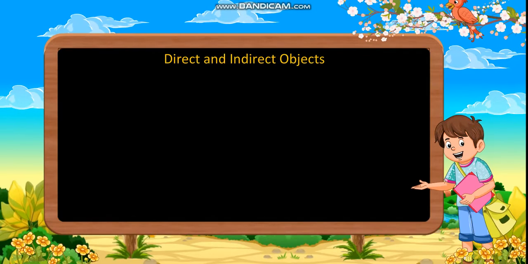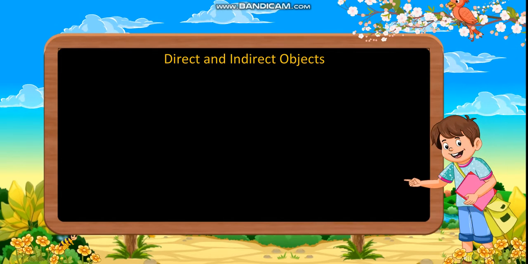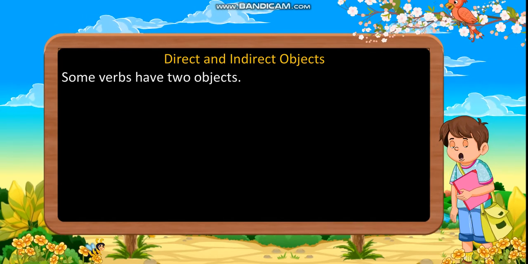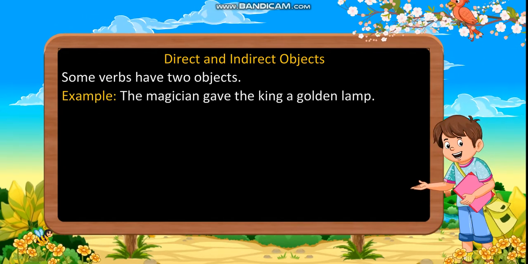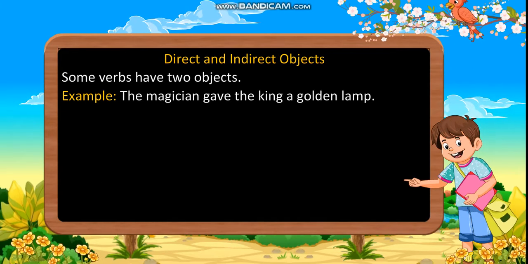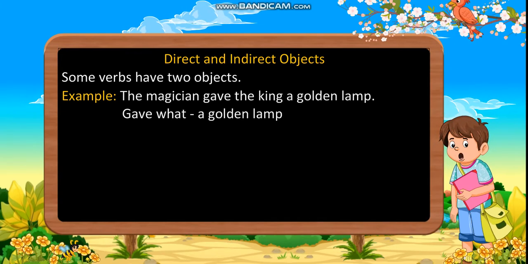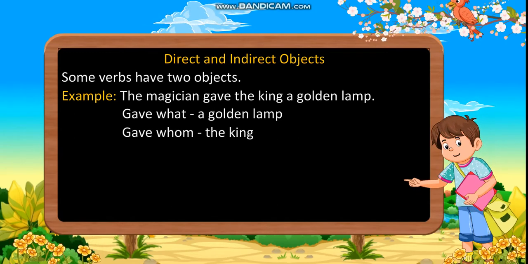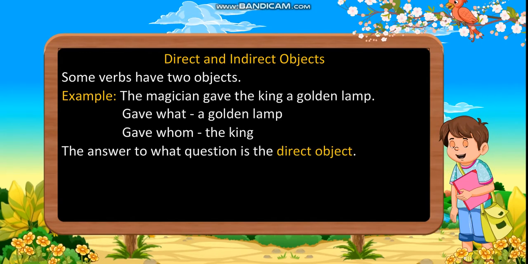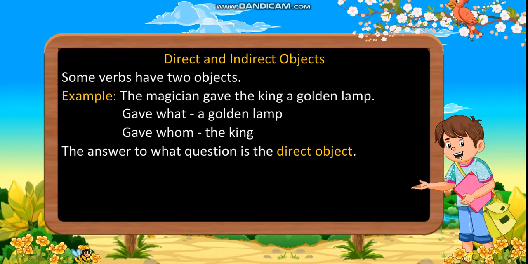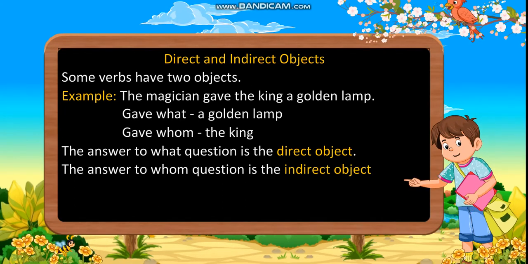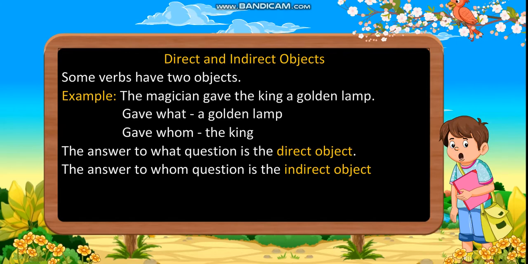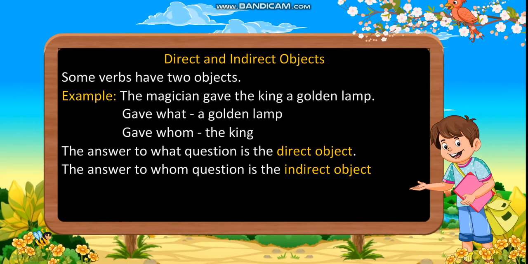Direct and indirect objects. Some verbs have two objects. Example: The magician gave the king a golden lamp. Gave what? A golden lamp. Gave whom? The king. The answer to the what question is the direct object. The answer to the whom question is the indirect object.